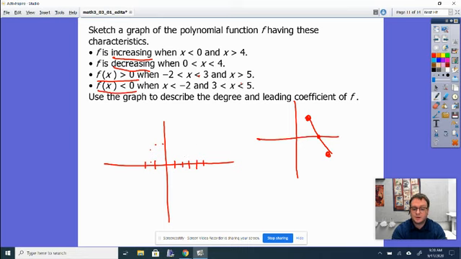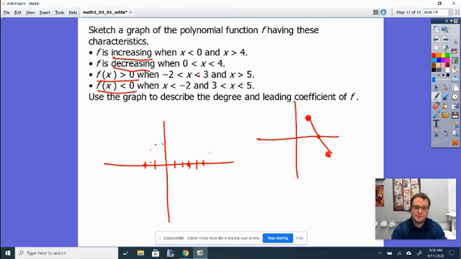Okay, so I can already kind of see what's going on here. What these are is what we call our x-intercepts, right? Because I went from negative to positive at -2. I then went from positive to negative at 3. I then went positive again at 5. Those give me my x-intercepts, and I find it easier to do the x-intercepts first.